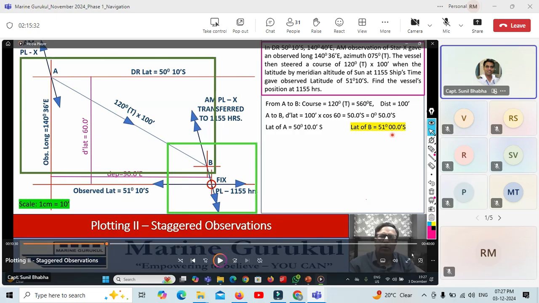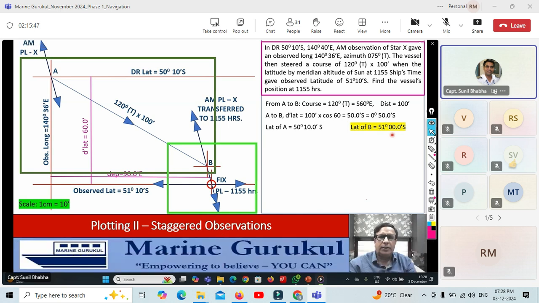Any doubts in the latitude calculation, beta? No, sir. Great. You can also get the departure from A to B, that is distance into sine of course, and departure comes to 86.6 minutes east. Why east? Because our course in the quadrantal form was in the southeast quadrant, so dlat was south and departure is east.